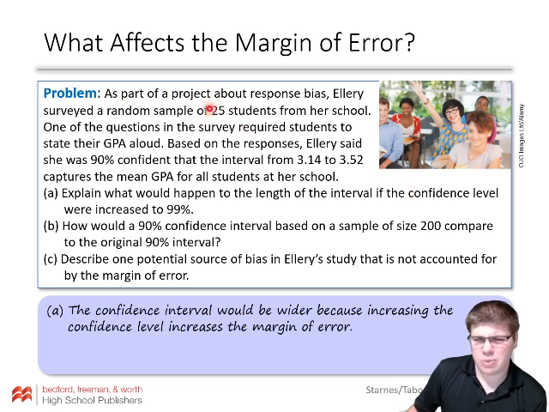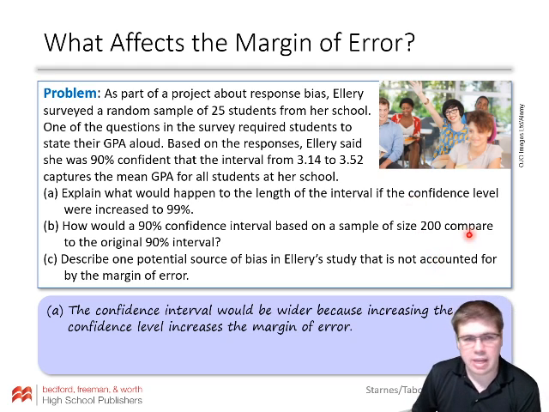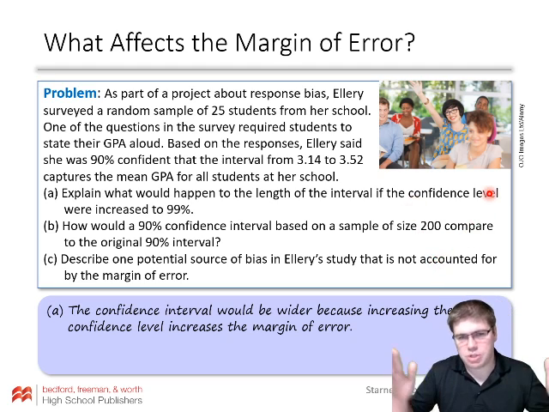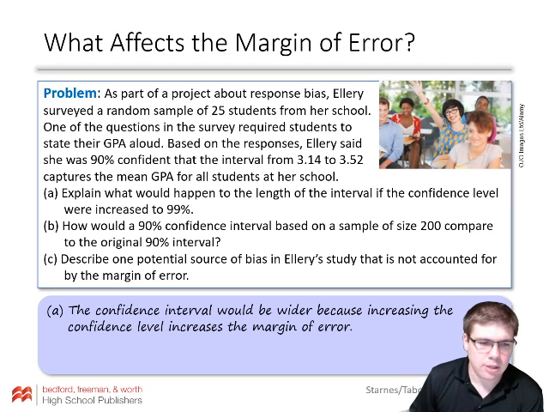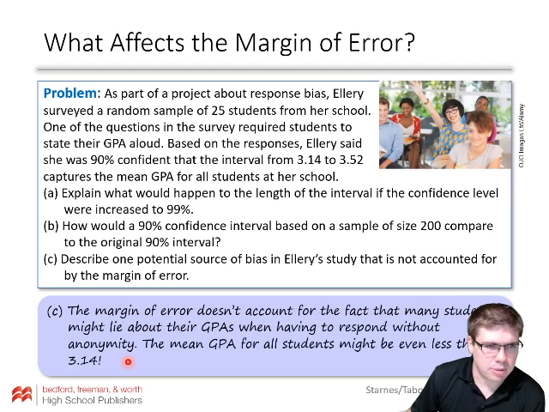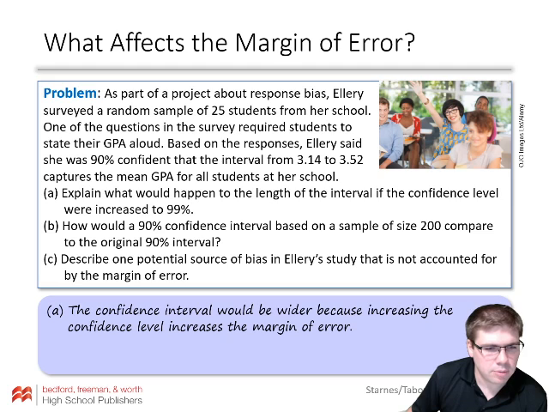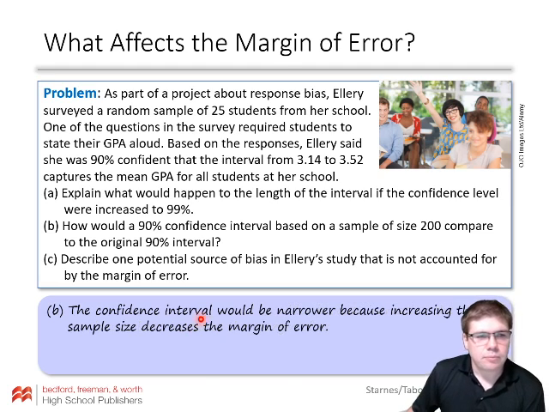Technically, we could actually figure this one out exactly. This is the margin of error and the standard deviation. If we go from 25 to 200, we're doing 8 times as much, and so it's going to be 1 over square root of 8 times the standard deviation, which is going to have that direct impact on the margin of error. So it's going to shrink by that much. You didn't have to answer this question that specifically, though. You just had to be able to say the confidence interval would be narrower because increasing the sample size decreases the margin of error.